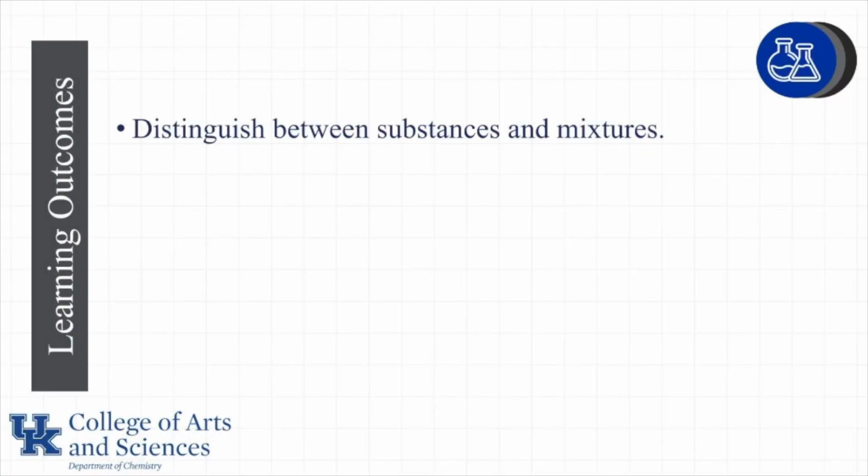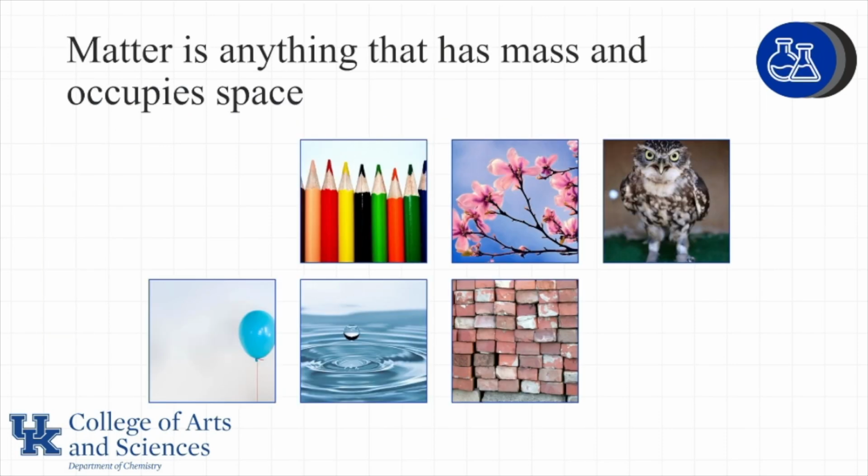In this lesson, we're going to learn how to distinguish between substances and mixtures. The first thing we have to address is what is matter? Matter is anything that has mass and occupies space. So everything from the largest of objects to the tiniest of atoms are all considered matter. It doesn't matter whether you can see it or not. If it has mass, no matter how small or how large, and occupies some space, then it is matter.